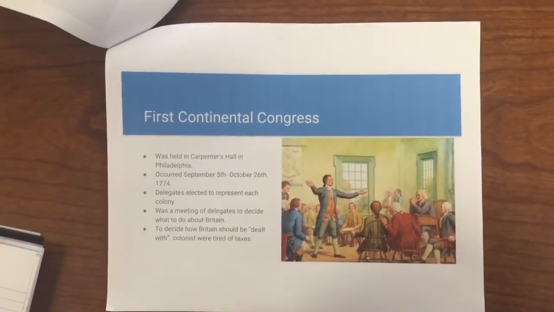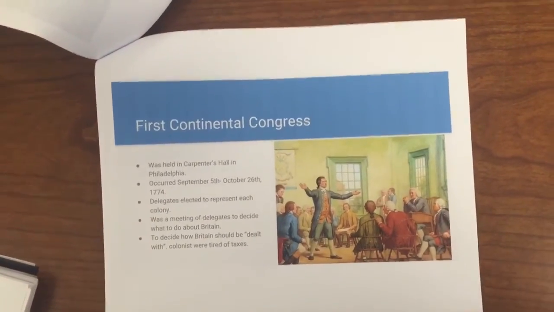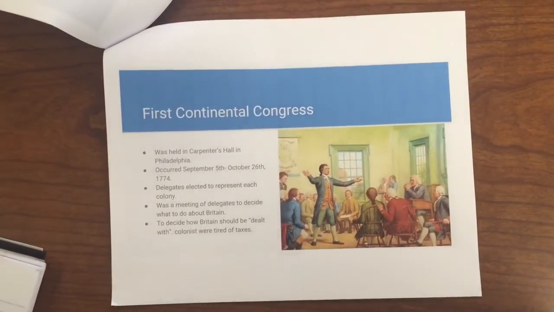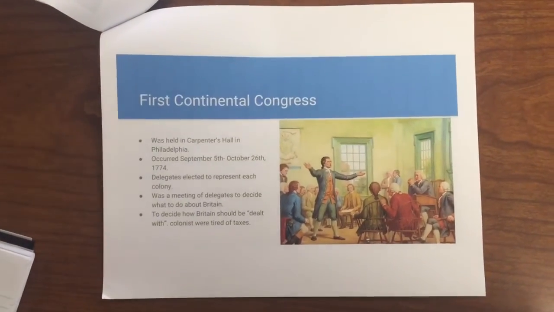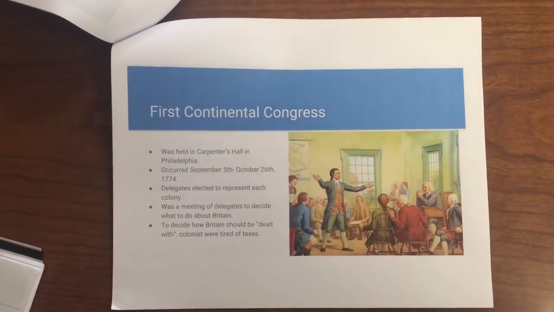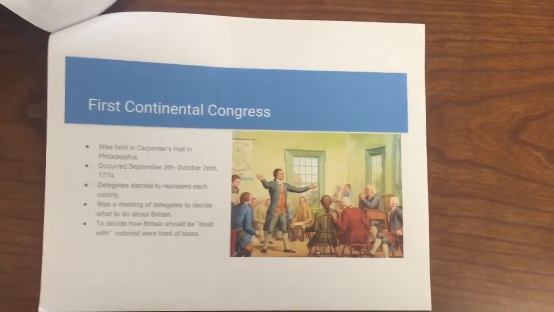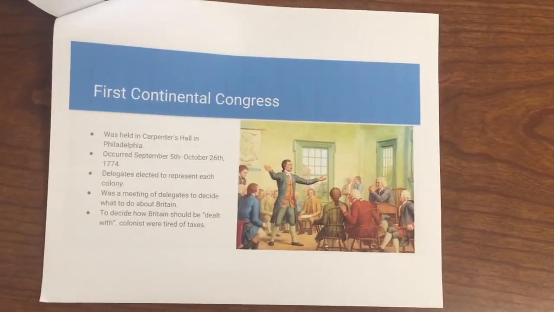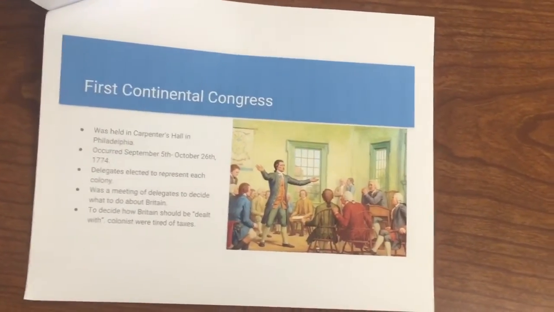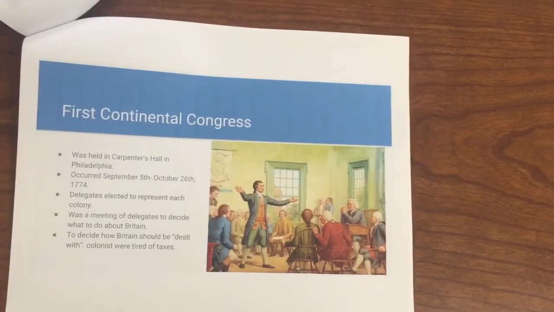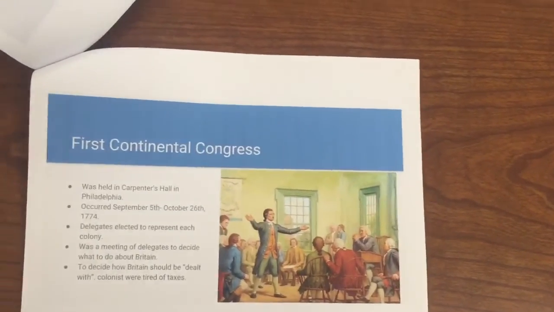First Continental Congress, held in Carpenter's Hall, Philadelphia, had delegates from each of the colonies to represent them, and they were deciding what to do about Britain and its taxation laws, and also the Intolerable Acts.